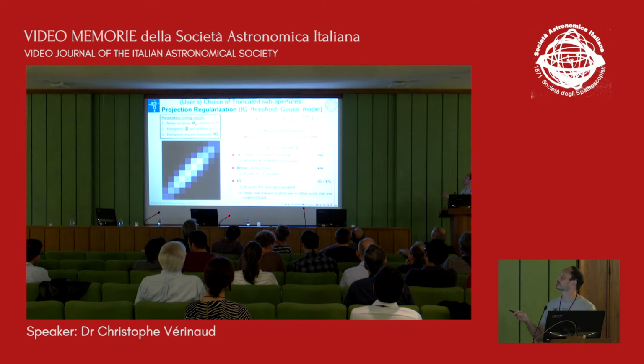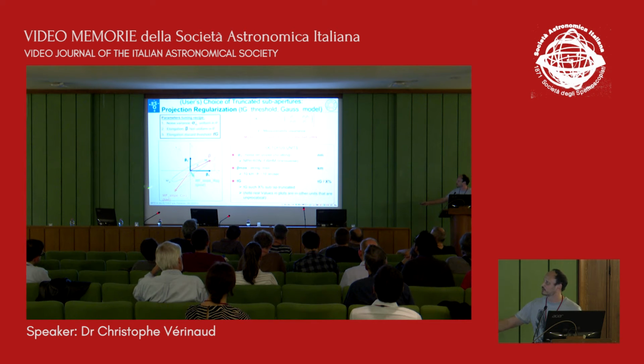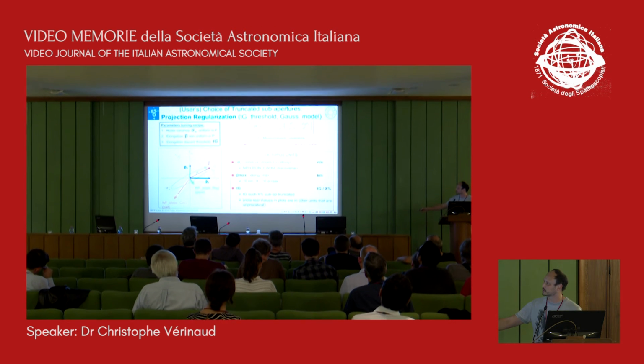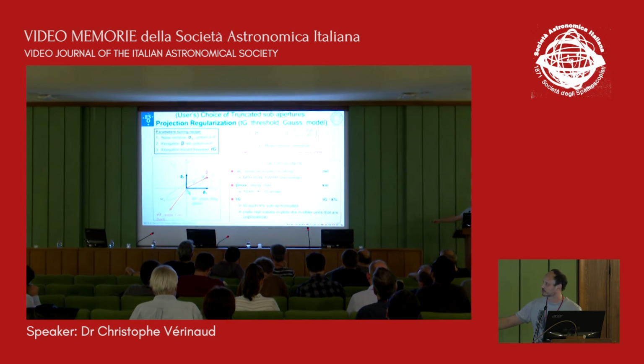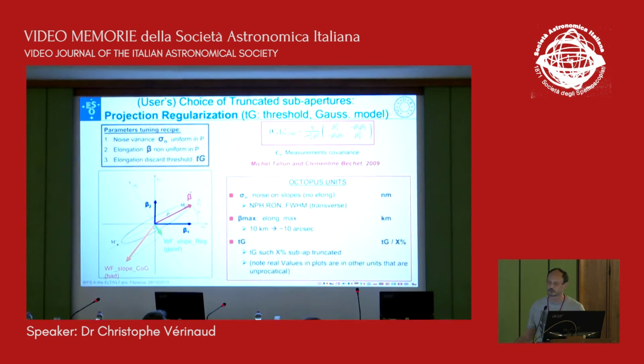So here I call this projection regularization, which is by Michel Talon and Clémentine Bécher. They didn't invent this name, they just invented it. So what does this regularization do? Here we have again the elongation direction. We have a center of gravity, a slope reconstructed from the center of gravity algorithm, which is obviously bad because we have truncation.